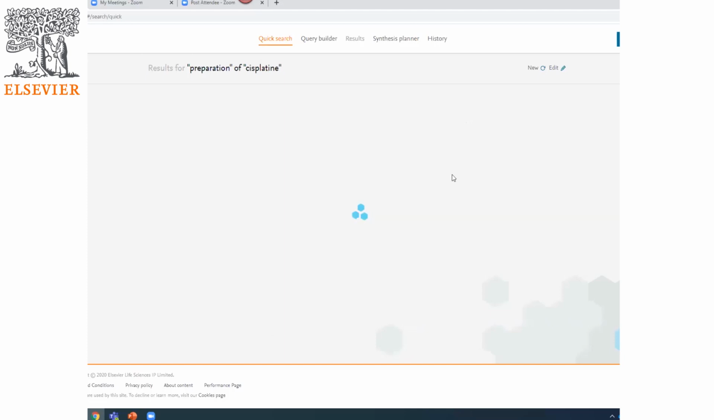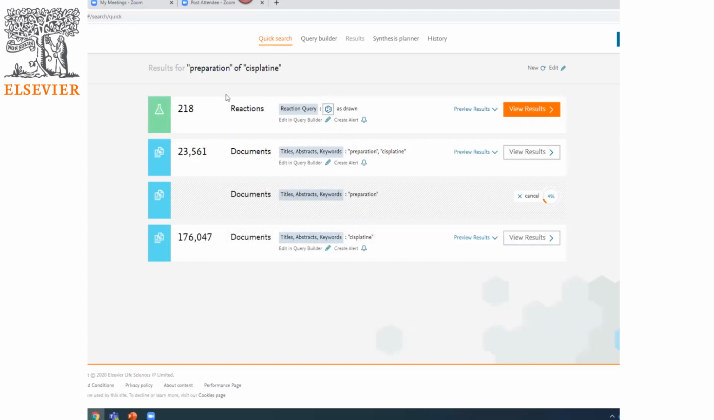Now we can improve our search. The system recognizes the molecule cisplatin and gives us 218 reactions. Also, it gives us 23,000 documents related to the preparation of cisplatin.